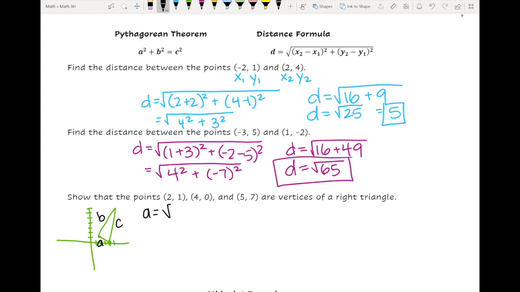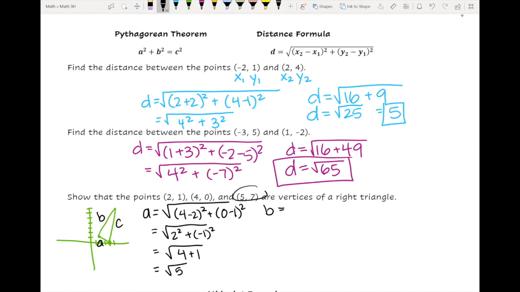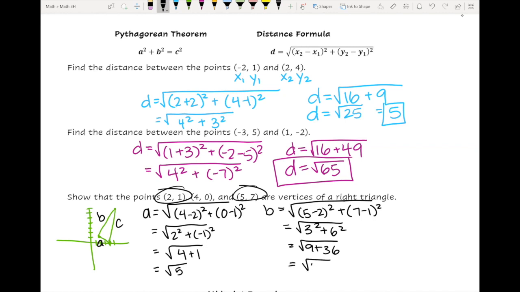So the distance of side A is, subtract my x values, so 4 minus 2 all squared plus 0 minus 1 all squared. 4 minus 2 is 2, so I get a 2 squared plus a negative 1 squared. 2 squared is 4, and negative 1 squared is a positive 1, so I get the square root of 5. Side B is between these points, so in my distance formula, I get my x's subtracted plus my y's subtracted. So I end up with 3 squared plus 6 squared. So 9 plus 36 gives me a square root of 45.